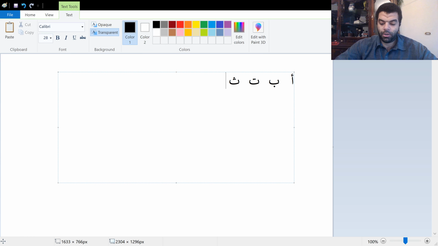What comes after Th? What comes after it is Geem. Alif, B, T, Th, Geem. And then what comes after that is Ha, same look exactly. And then after Ha, we have Kha, like this, same look, one dot above.